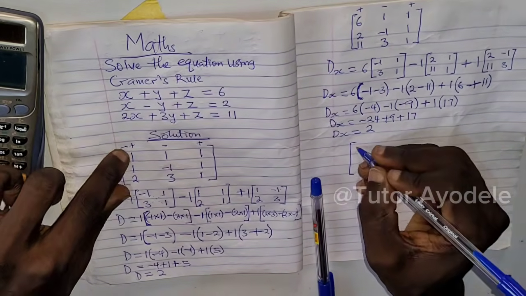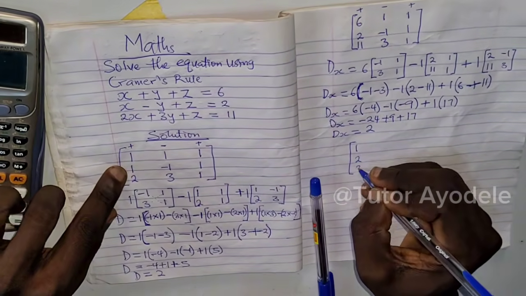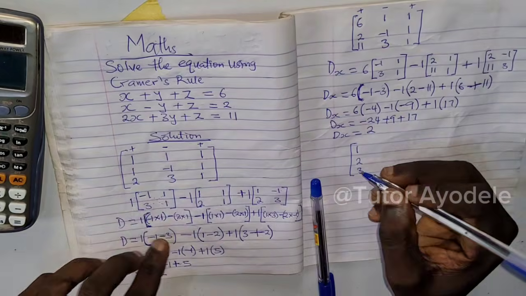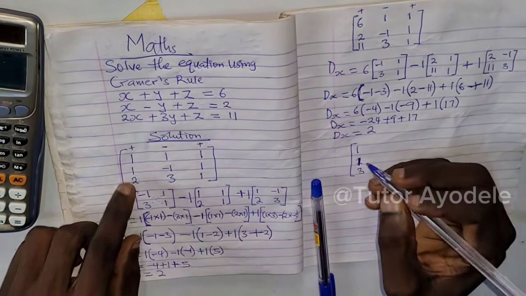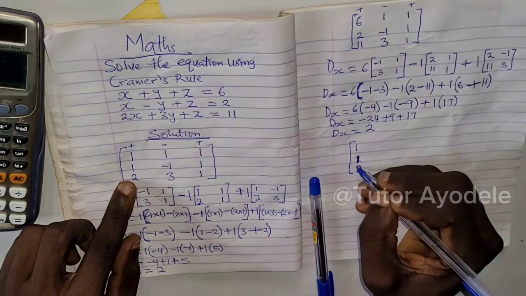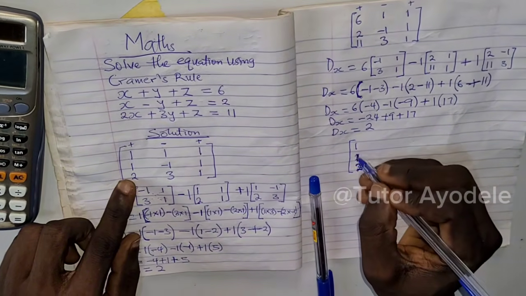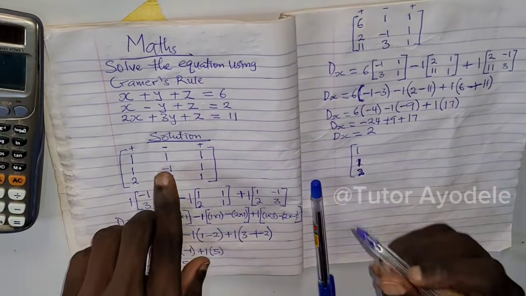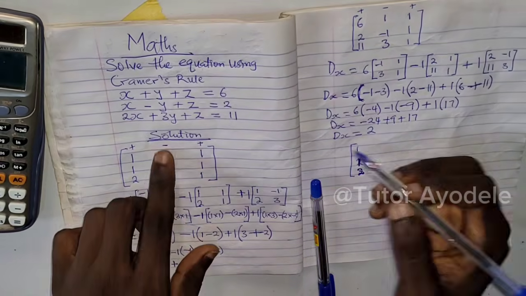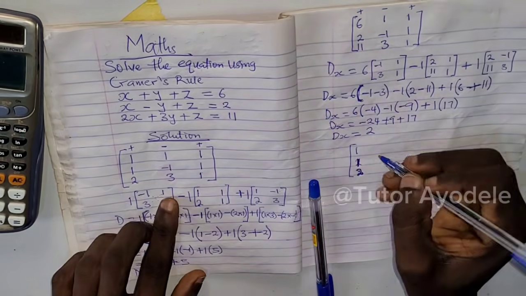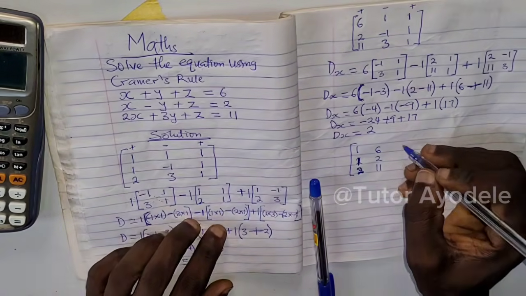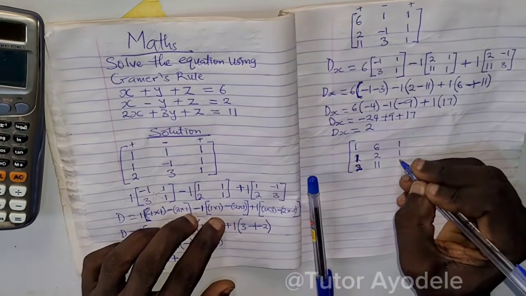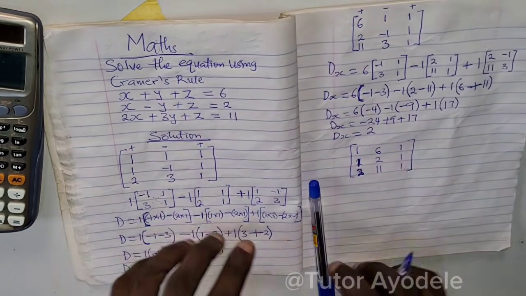So I will write 1, 2, 3. Then 1, 1, and 2 here. 1 is there, 2 is there. Here I will just replace the y with 6, 2, 11. So this one will still remain the same, 1, 1, 1.